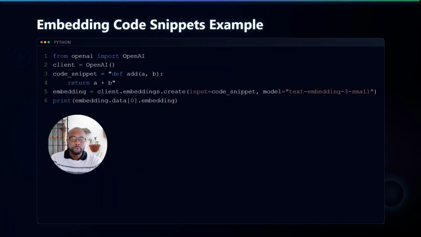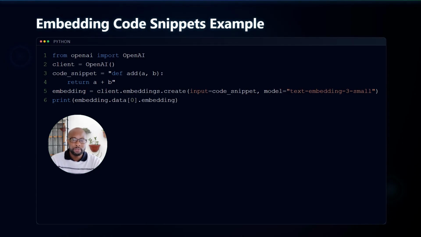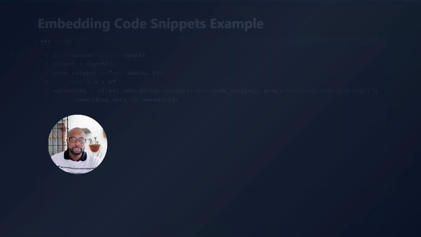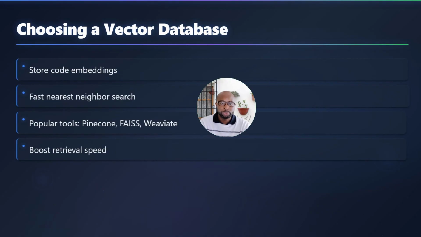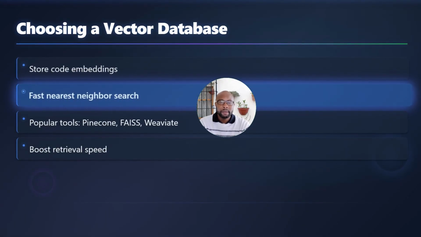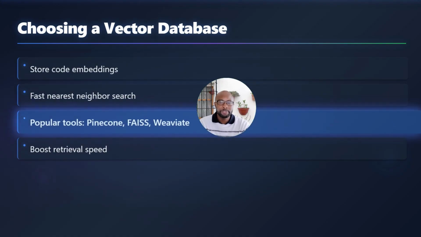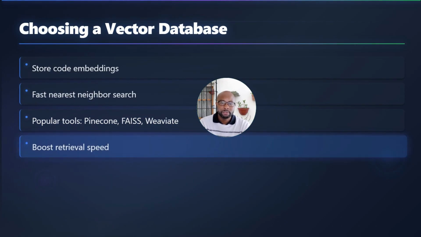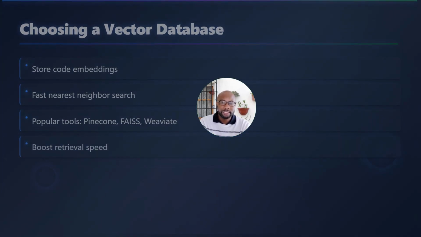Here's a quick example using OpenAI embeddings to vectorize a Python function. Notice how we convert the code text into a vector that represents its meaning, ready for similarity search. Once you have embeddings, you need a vector database to store and search them efficiently. Popular options include Pinecone, Weaviate, and FAISS. They let you do fast nearest neighbor searches, so your retriever can find the closest code snippets instantly.